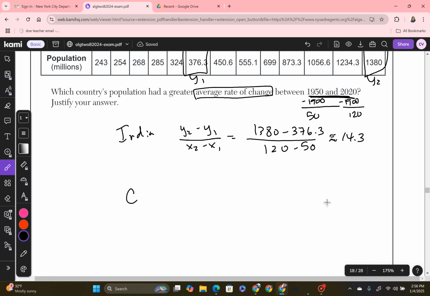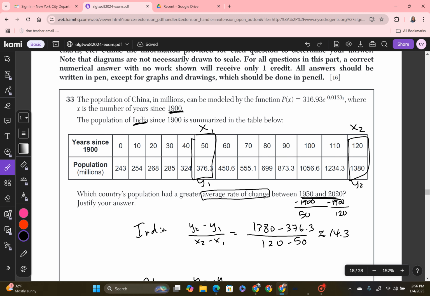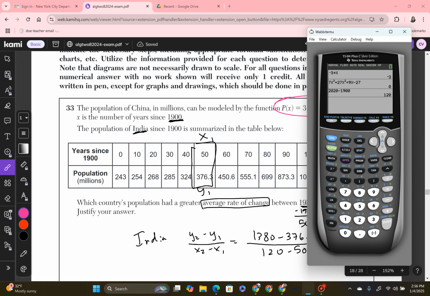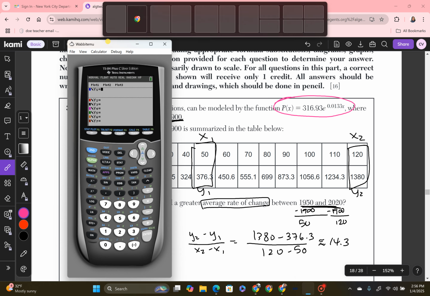Now we have to do the same thing for China, right? y2 minus y1 over x2 minus x1. But where is China's information? Do they give us anything? Yes, they do. Okay, they give us this. So let's use it, right? We'll go to our table, go to y equals, clear what's there, and plug in our function.